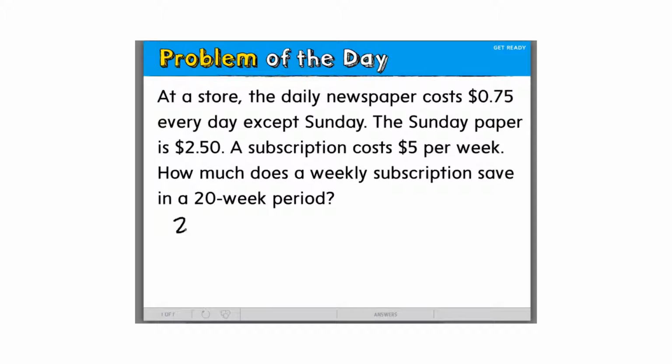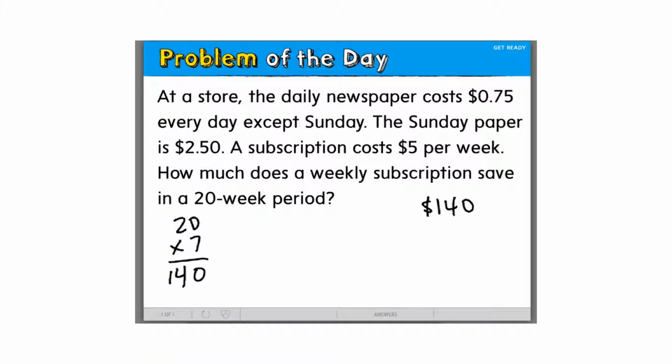Okay, so we have 20 times 7. $7 times 20 weeks would be $140. Here's the rest of it. If I bought a paper every day, then over 20 weeks, I would spend $140 on newspapers.